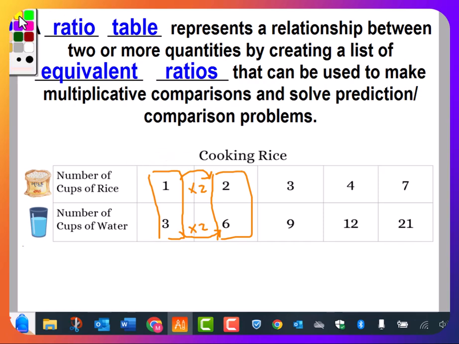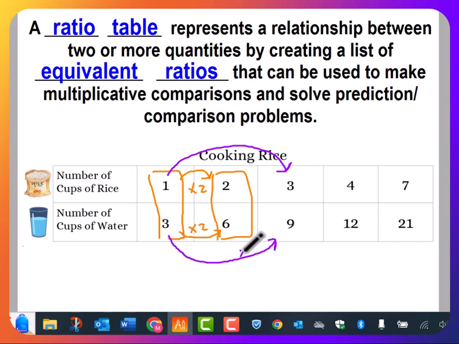Then let me change my color here to show the next one. So now we go from 1 to 3. So we're tripling. Or if you're listing the multiples, 1, 2, 3. So then if you triple the number of water, it would be 3 times 3, or 9 cups of water. And then you can use this table to solve questions.